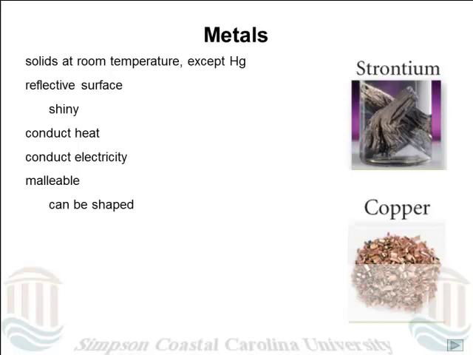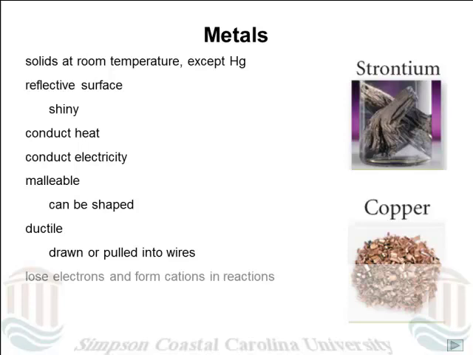So we know that metals are used for a wide variety of things, but in order to make those things, they have to be able to shape them. Metals are also going to be ductile. What that means is they can be drawn or pulled into wires. Because they conduct electricity, because they can be drawn or pulled into wires, that's why we use a metal for all of our electrical cords.